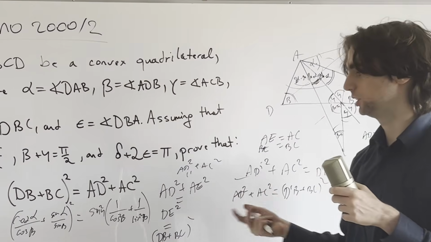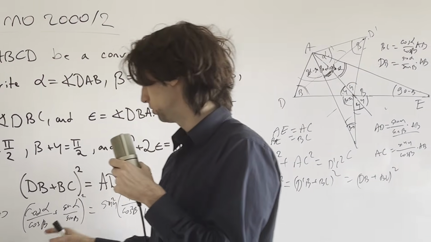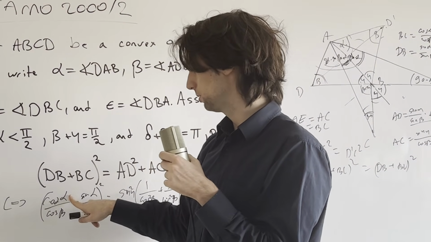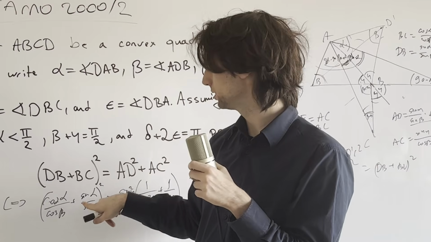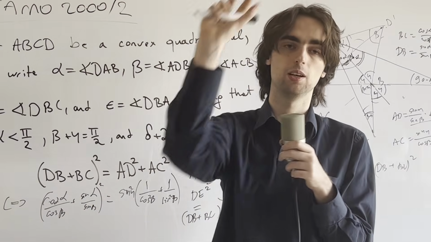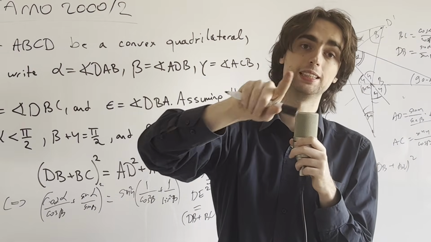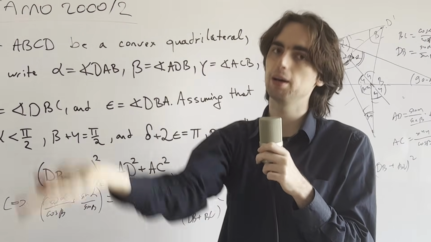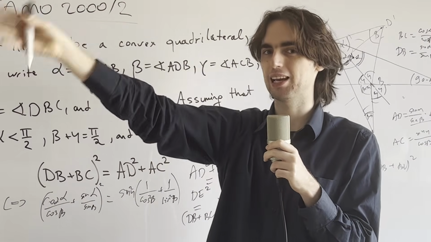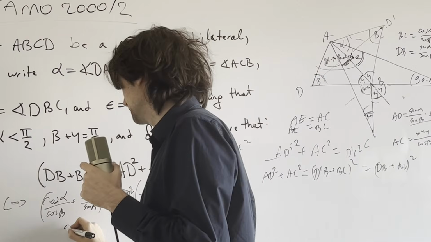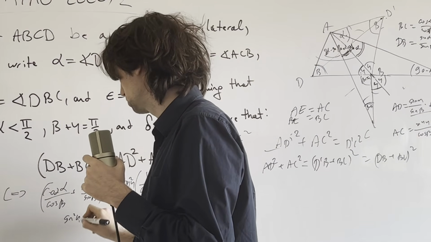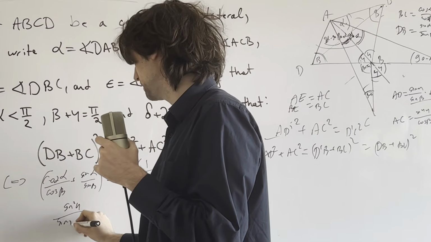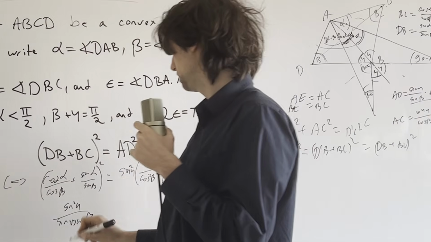Okay, so this is what we have. What does this turn into? Well, we'll get cosine of alpha sine of beta plus sine of alpha cosine of beta. What's that by the trigonometric rule? It's sine of alpha plus beta, which is 180 minus gamma. Sine of 180 minus gamma is sine of gamma. So we have sine of gamma squared up here. Here we have sine of beta, cosine of beta.